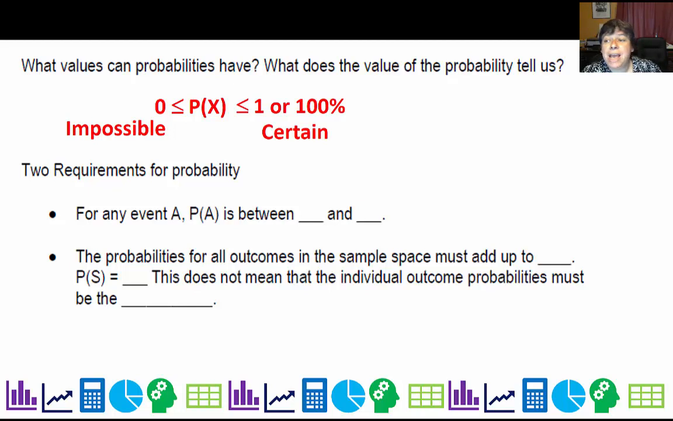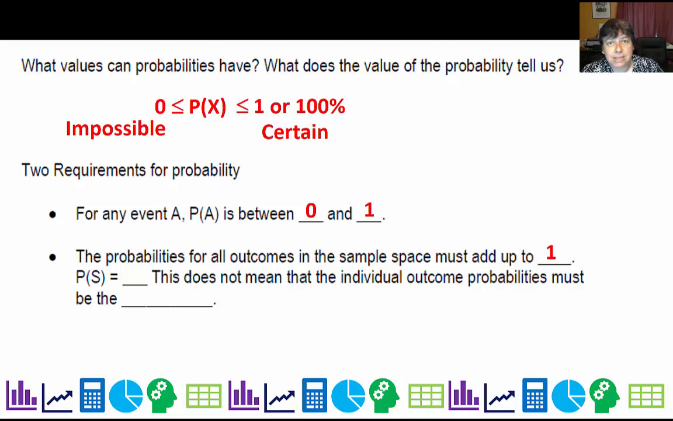So there are two requirements for probability. The probability of A has to be between 0 and 1. The probabilities for all outcomes in the sample space have to add up to 1. So if the probability of, let's say, rain or not rain, if the probability of rain is 40%, then the probability of not rain is 60%. Or if we did it in decimal, 0.4 and 0.6.